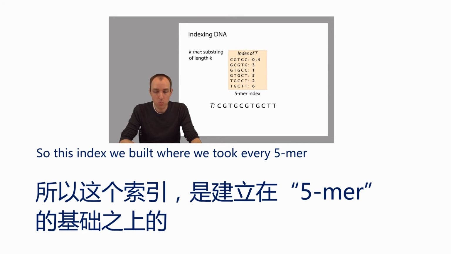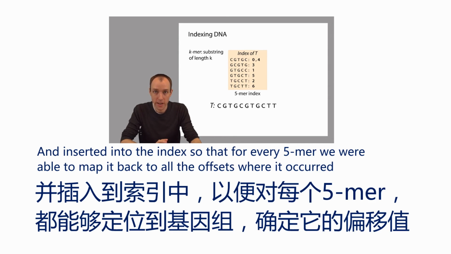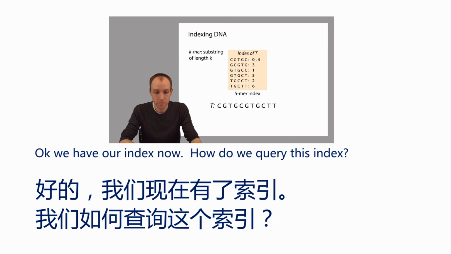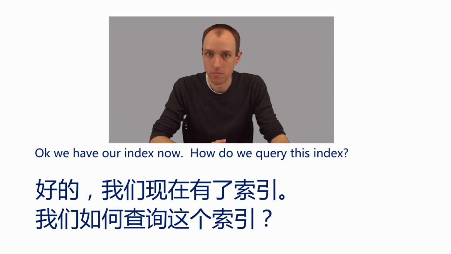So this index we built, where we took every 5-mer and inserted it into the index so that for every 5-mer we were able to map it back to all the offsets where it occurred, we're going to call this a 5-mer index. Okay, we have our index. Now how do we query this index?